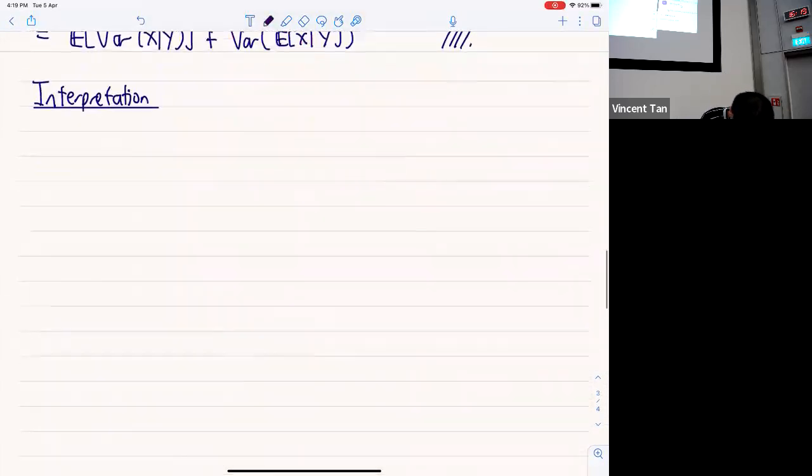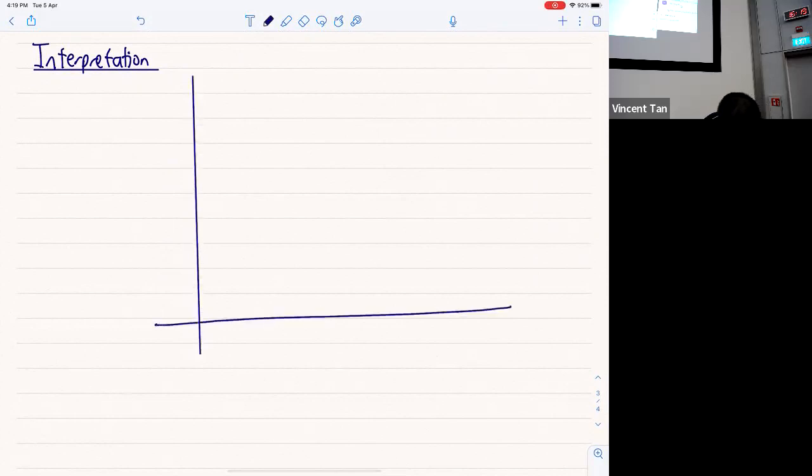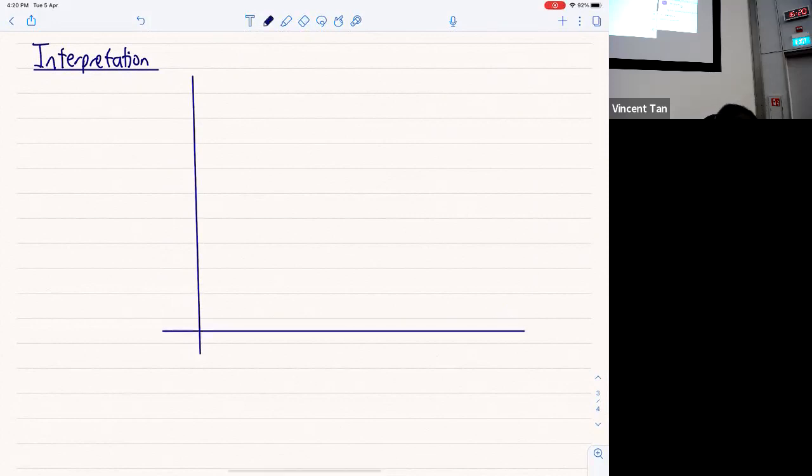All right. Before I talk about examples, which will consume a lot of this class, let us interpret the result. Okay, what is the interpretation? Now, suppose my random variables X and Y are spread out in this particular way. This is very ugly. Okay, my random variables are spread out in this particular way.